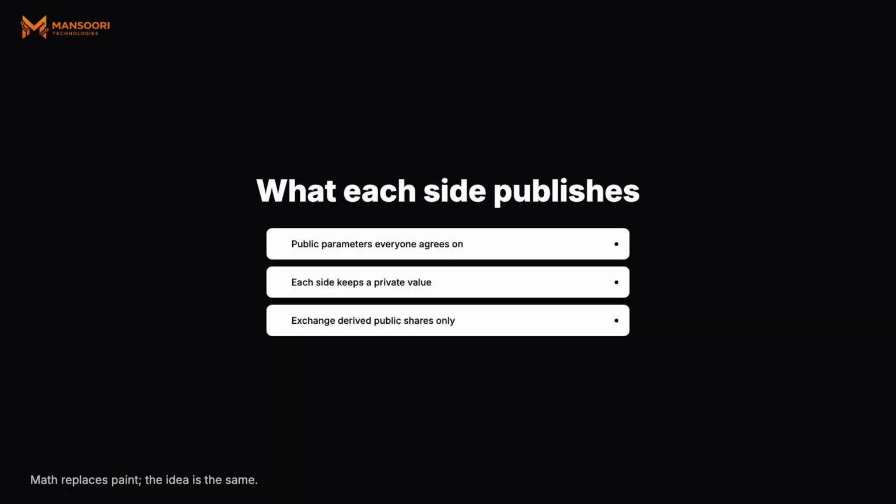The public mixes are safe to send because reversing the private ingredient is meant to be hard, like unmixing paint in the story. In real TLS, the math is discrete logarithms or elliptic curves, not paint, but the pattern matches. Publish key shares, keep secrets private, compute the same session key.